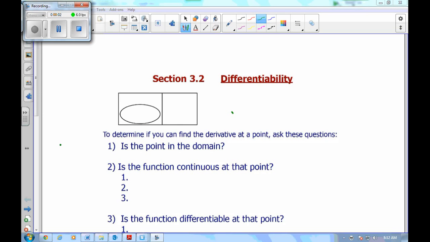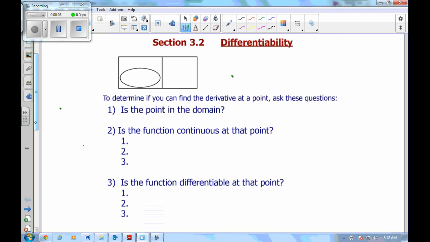Okay, it's recording. I'm going to record this in case you are absent or whatever and need to. We have a couple people absent. Okay, in order for a function to be differentiable, we wrote on our notes last time.